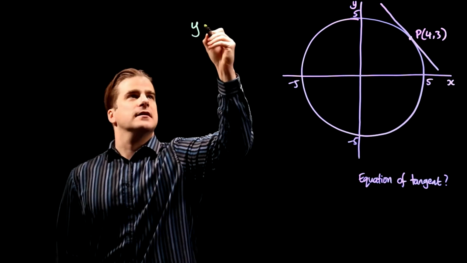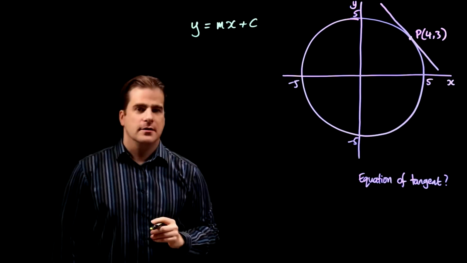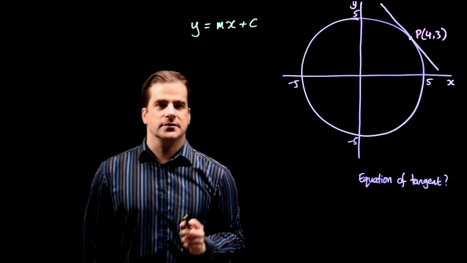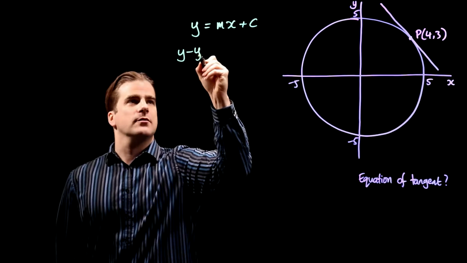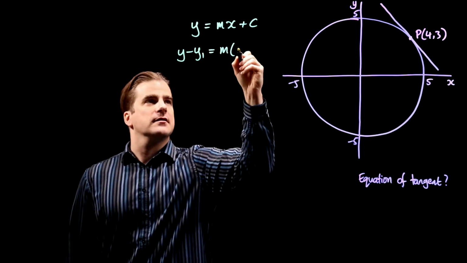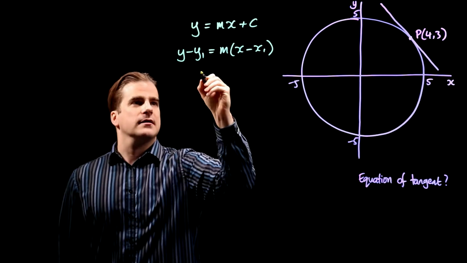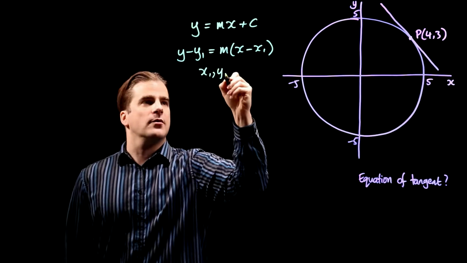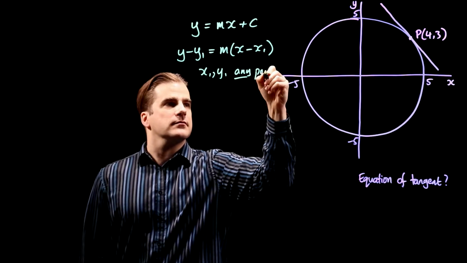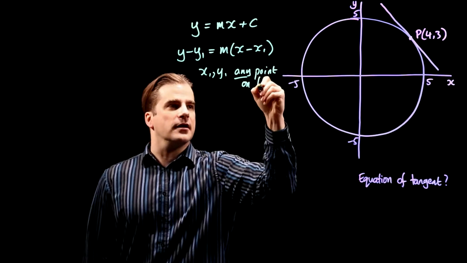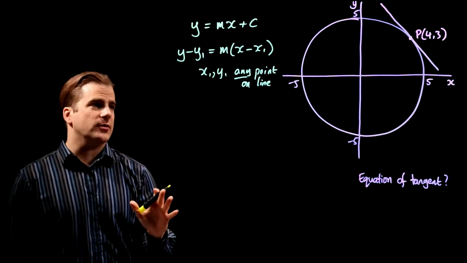Well, that is y equals mx plus c. But there's a second way of writing this equation which is better, and that's this: y minus y1 is m times x minus x1, where x1, y1 is any point on the line. They're the same equation, just two different forms of the same equation.